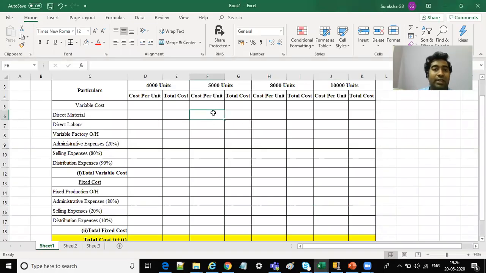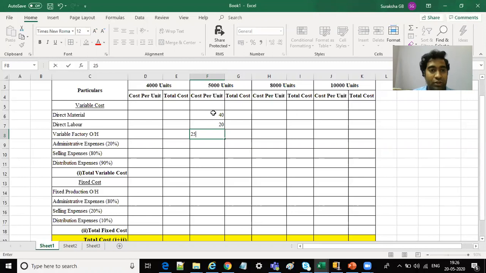So direct material cost in the problem is given as 40 rupees for 5,000 units, labor 20 rupees, variable factory overhead is given as 25 rupees.